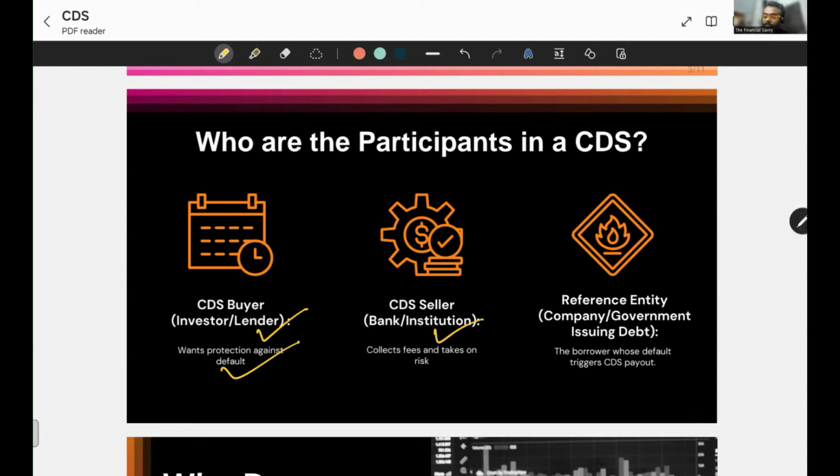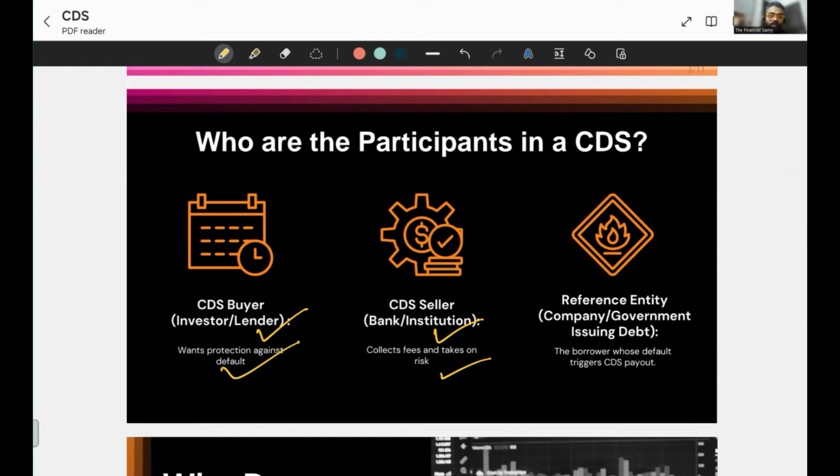CDS seller. The CDS seller can be a bank or some other institution. Basically, it's an institution that takes on the risk and promises to pay if a default happens, right? In the example as well, I explained that you were transferring the default risk to the bank. So in that example, the bank was the CDS seller, taking on the risk in case a default happens, right? For that, the bank collects the fees as well, which we learned in the example too.